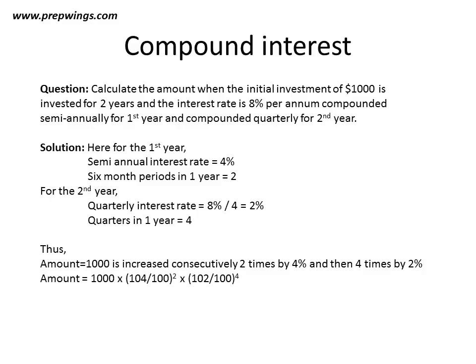Okay, so the amount directly can be written as 1000 into (104/100) squared into (102/100) raised to 4. This is the consecutive percentage increase that we have applied. Solving this, we get the amount equal to $1170.8. Okay, so this is how you can solve compound interest questions by using the consecutive percent increase concept.